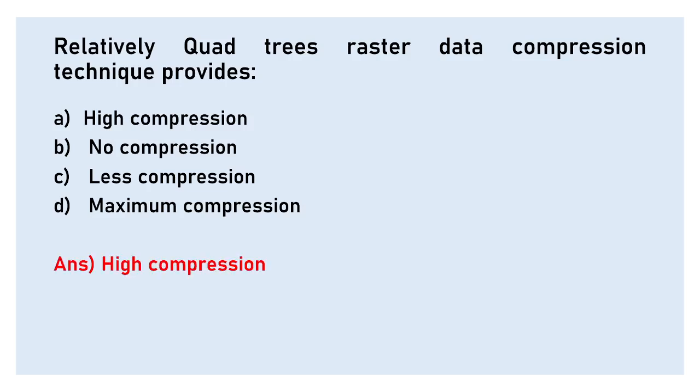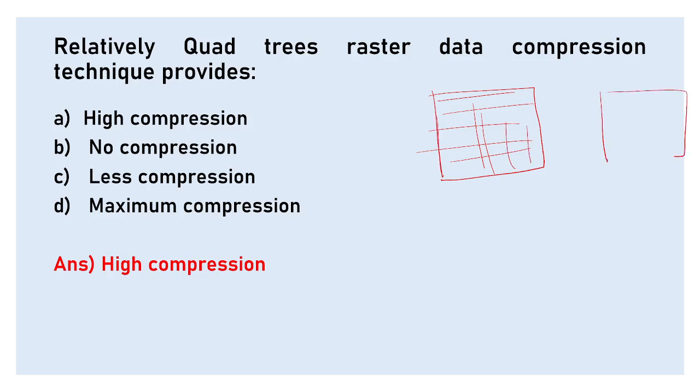So yeah, relatively Quadtrees will provide high compression, good compression, because if you remember from the previous sessions, if you have multiple grids like this, you're basically dividing it into four quadrants first, then according to the requirement we'll be further dividing it, so it gives you a high level of compression.